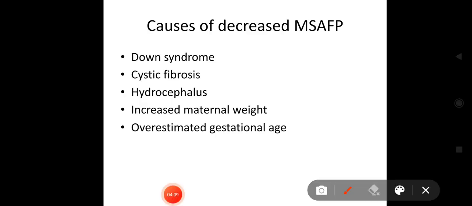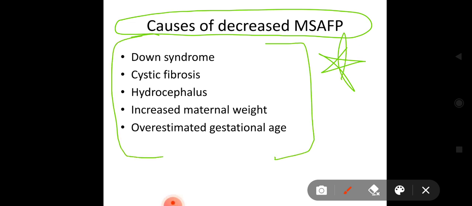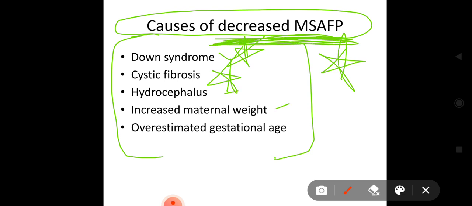Now the important one is to just remember the causes of decreased maternal serum alpha-fetoprotein. The list of increased is longer, but the decreased only a few. So Down syndrome, very important one. Many times questions have been asked. Cystic fibrosis, very important. So these two are the important causes of decreased maternal serum alpha-fetoprotein. Others are hydrocephalus, increased maternal weight, and overestimated gestational age.